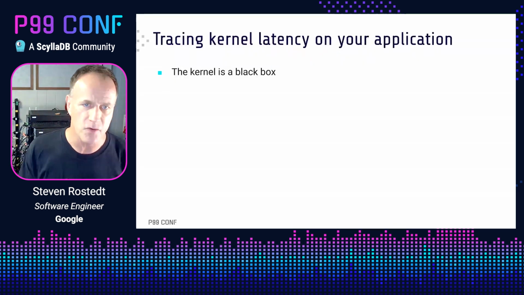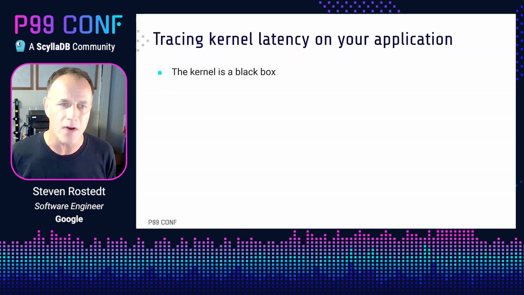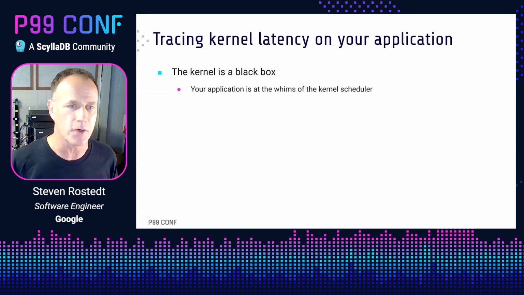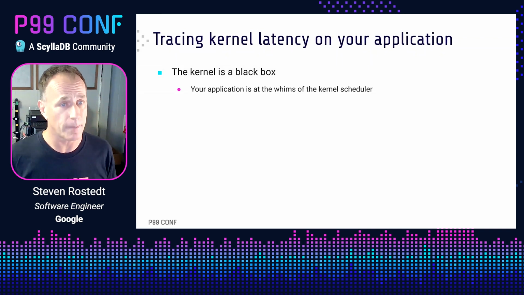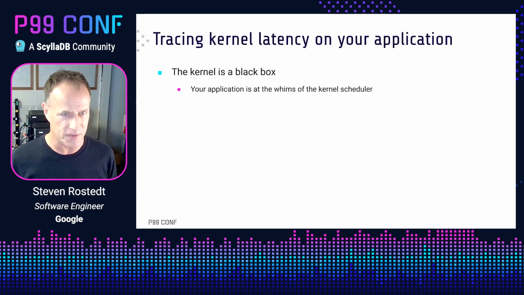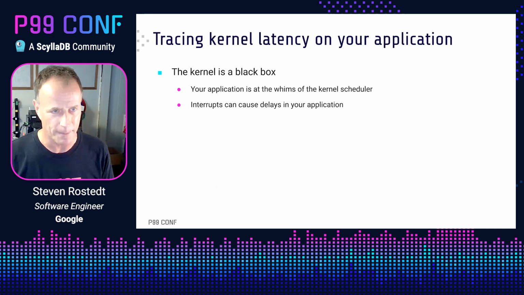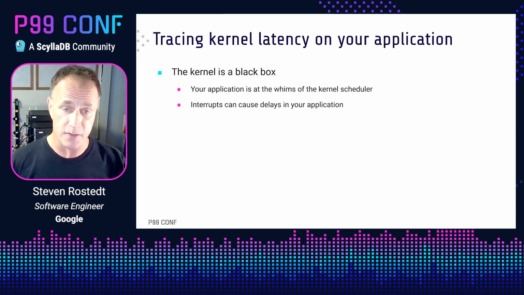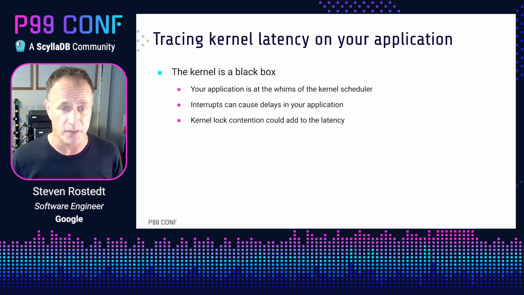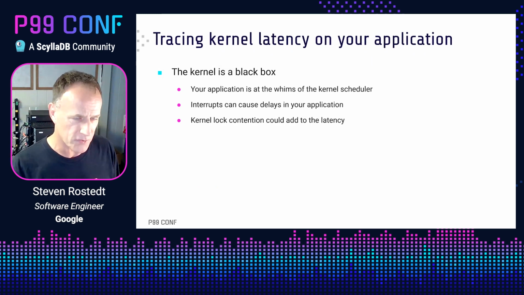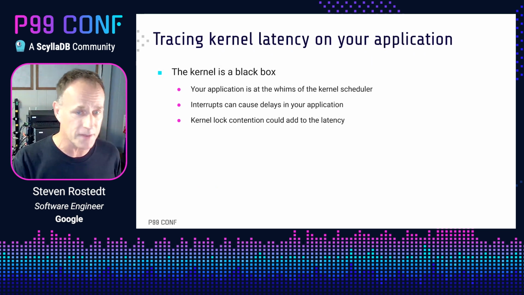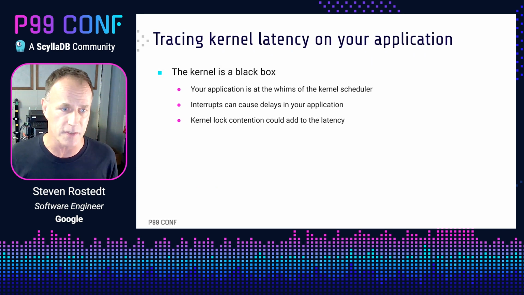And that is tracing kernel latency of your application. Why? Because the kernel is a black box, and your application is at the whims of the kernel scheduler. When the kernel says you're going to be scheduled in or out, it's up to the kernel to let your application run or not. Interrupts can cause delays to your application. If you have a bunch of interrupts coming in from external devices, that could be a problem. And there's also a lot of locking within the kernel, and the contention among those kernel locks can add latency to your system.